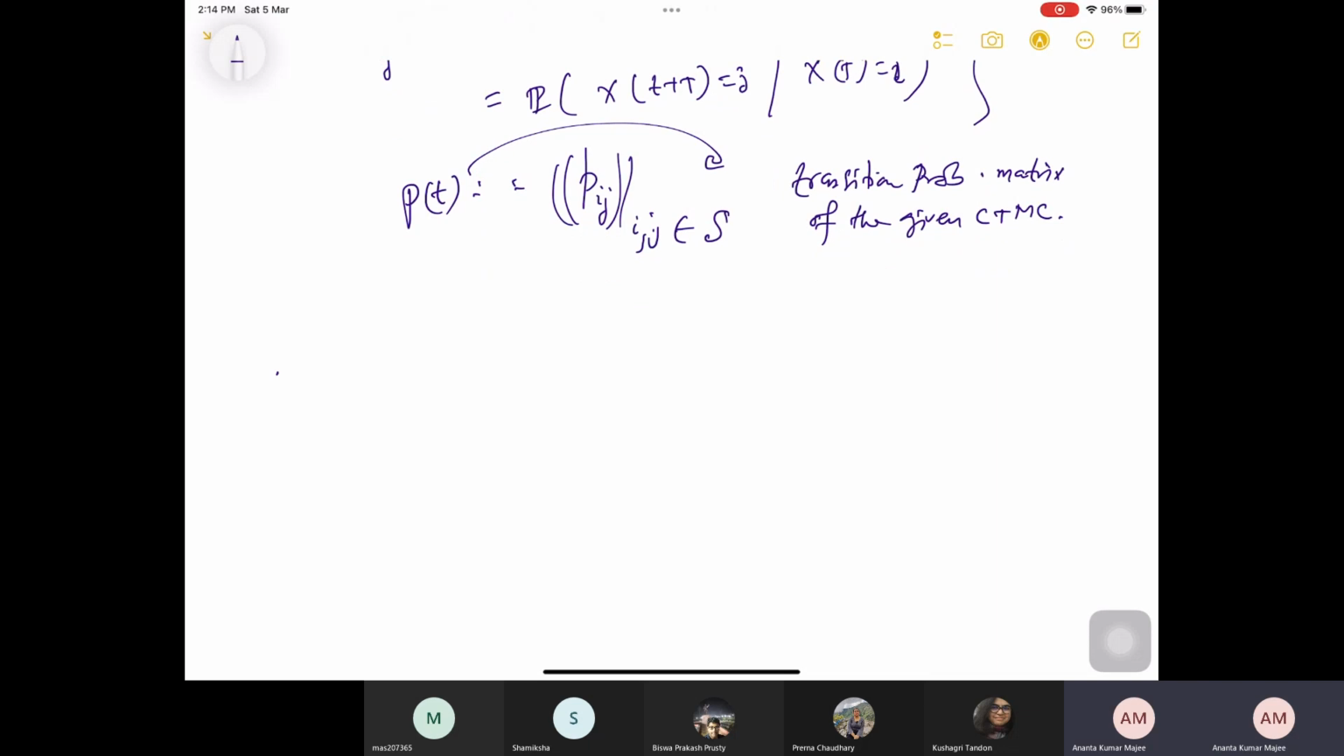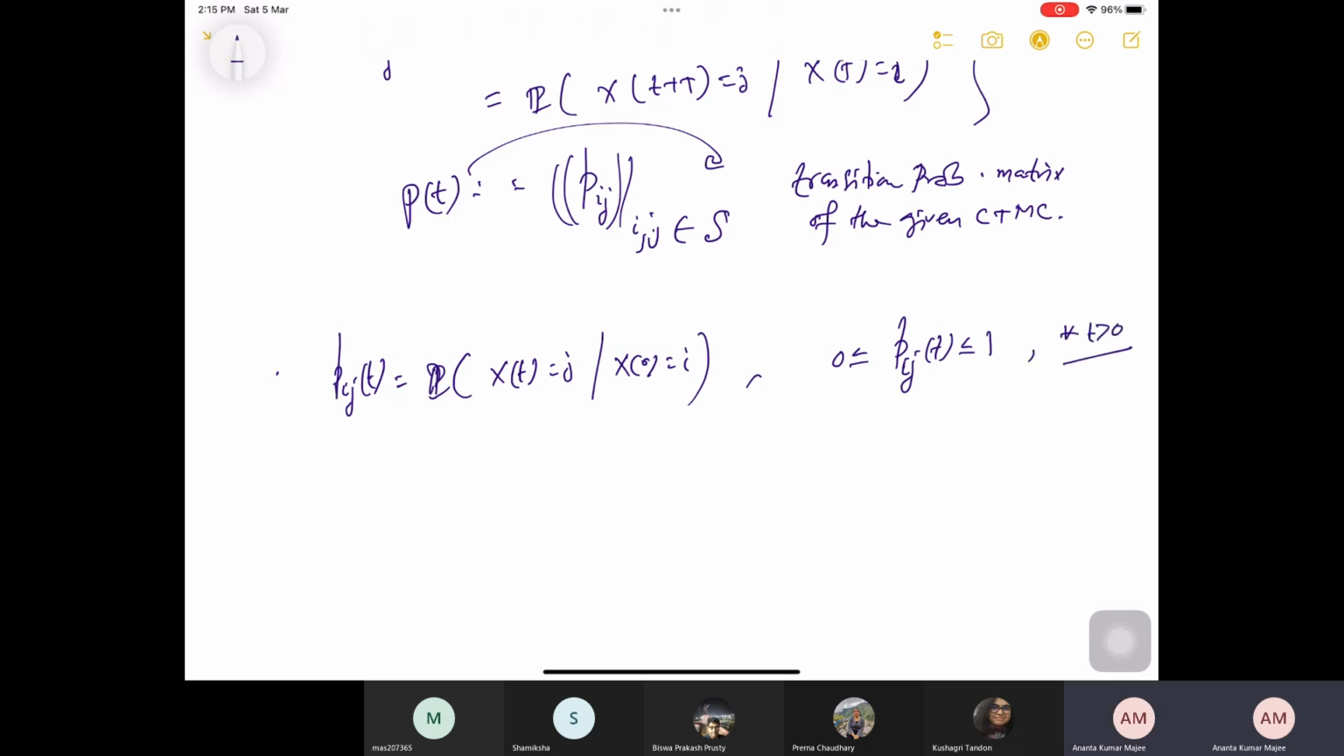This is simple. Okay, so now Pij(t) is nothing but the probability of X(t) equal to j given X(0) equal to i. The process starts at time 0 at position i, and it reaches position j at time t. And what is the probability? That I call Pij(t). Then you check, it is simple that 0 is less than or equal to Pij(t), which is less than or equal to 1. And this holds for all positive t and any i, j in my state space.